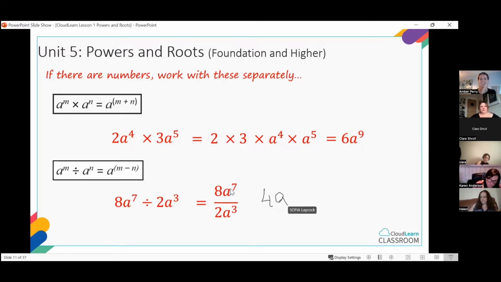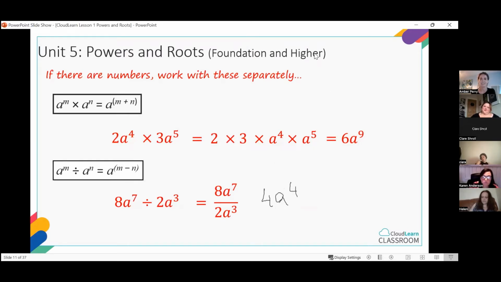We've got Sophia. Great, and also a couple of people in the chat have got it right as well, so brilliant, well done, okay? So 8 divided by 2 is 4, and then a to the power of 7 divided by a to the power of 3, subtract those powers, we've got a to the power of 4 there, okay?